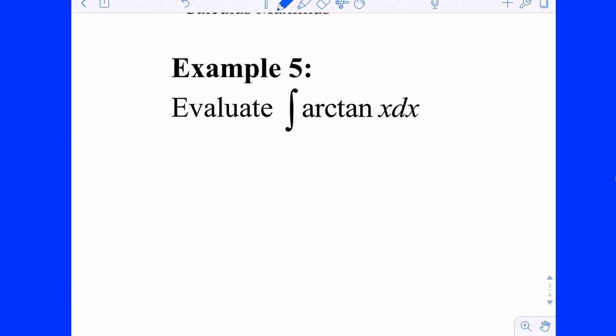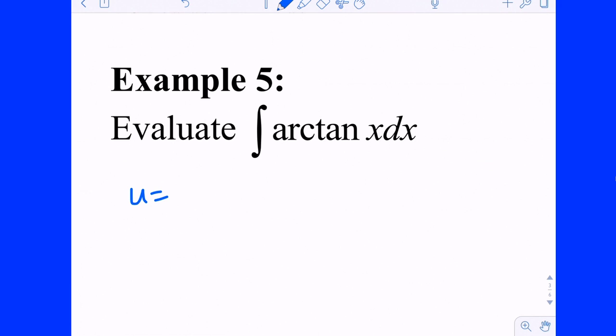The integral of arctangent of x. This is kind of like the one I just had y'all do, right? Integral of ln of x. We knew how to take the derivative of ln of x, but not the antiderivative of it. Kind of the same thing with arctangent, right? We know how to take the derivative of arctangent, but not the antiderivative. This seems like a case for what? Integration by parts.